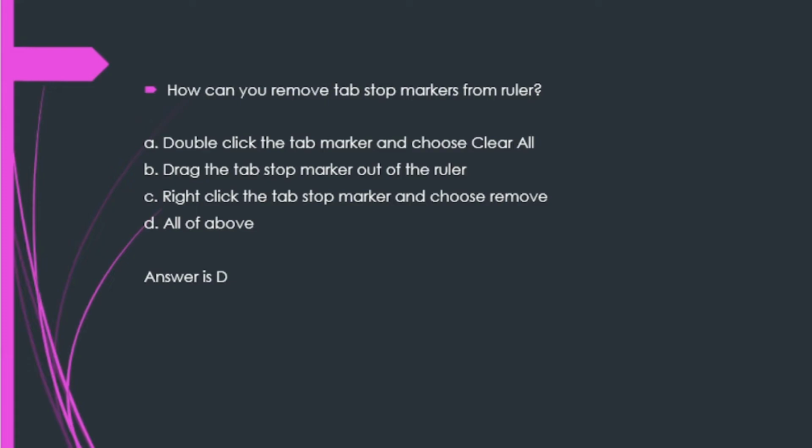How can you remove tab stop markers from the ruler? The correct answer is D. All of above. Double click the tab marker and choose clear all. Drag the tab stop marker out of the ruler. Right click the tab stop marker and choose remove.